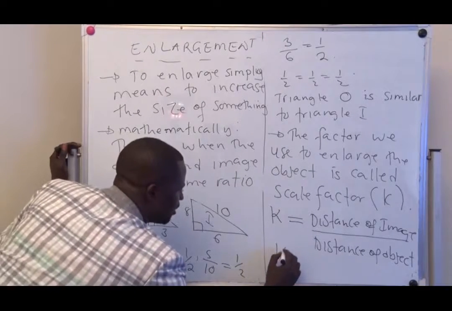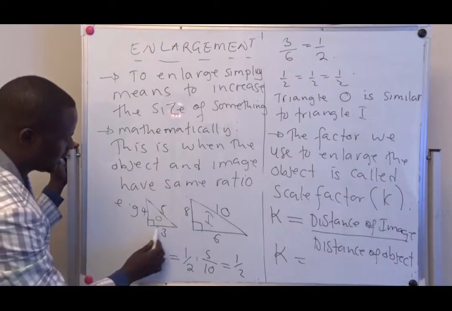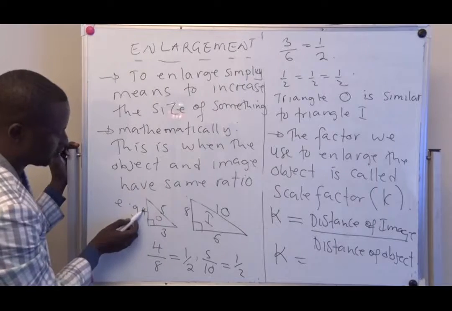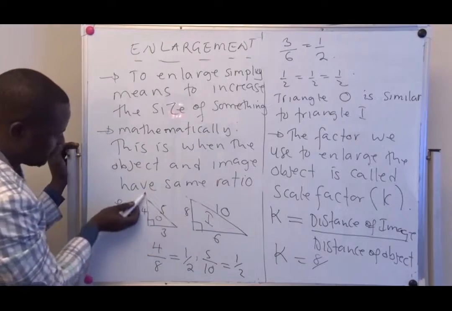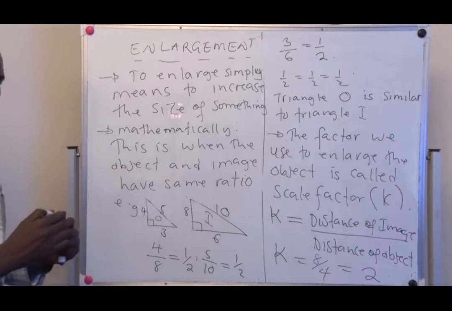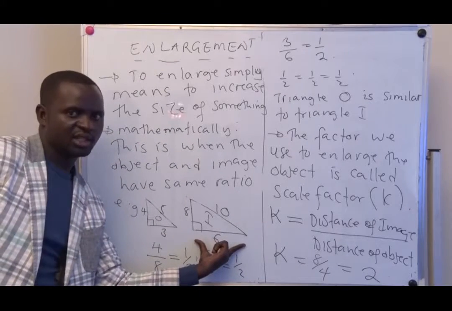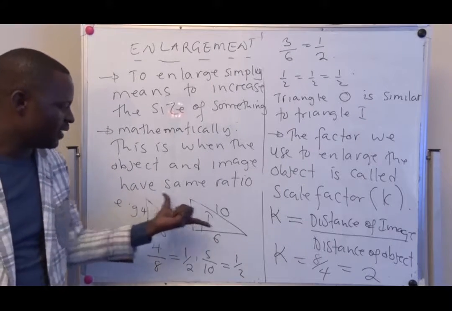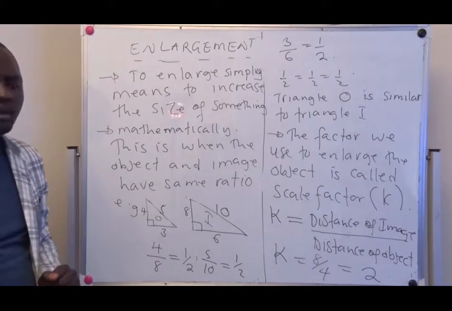So we can say scale factor equals, look at it, it's up to you. You can pick this as an object and that as an image, this as the object and that as an image. If I pick my object to be this one and my image to be this one, it will be 8 as my image over 4 as my object. So the scale factor is 2. So it means 2 is the factor that we multiply the object by to get the enlarged image. So 2 times 3 is 6, enlarged. 2 times 4 is 8, enlarged. 2 times 5 is 10, enlarged.